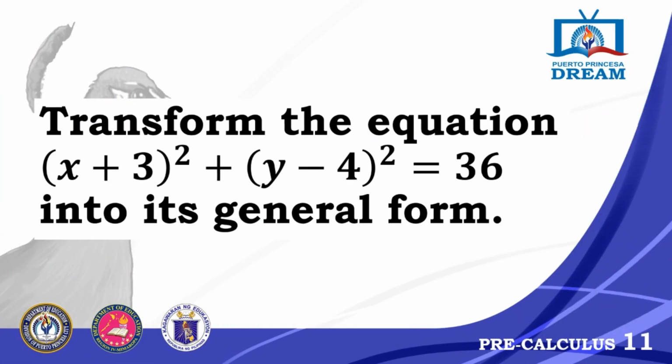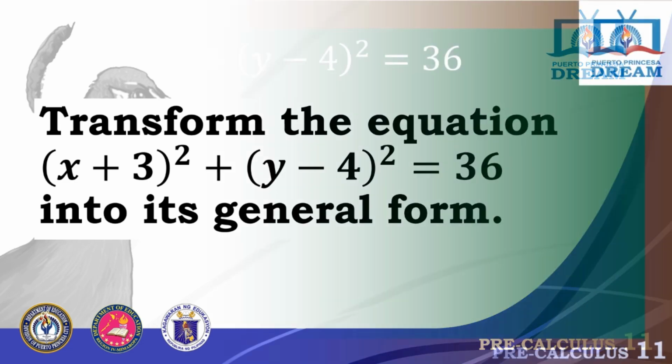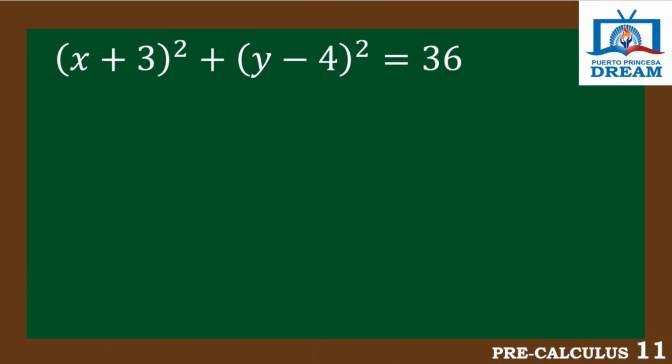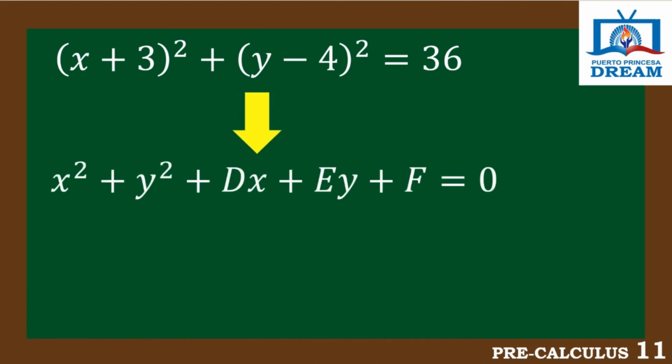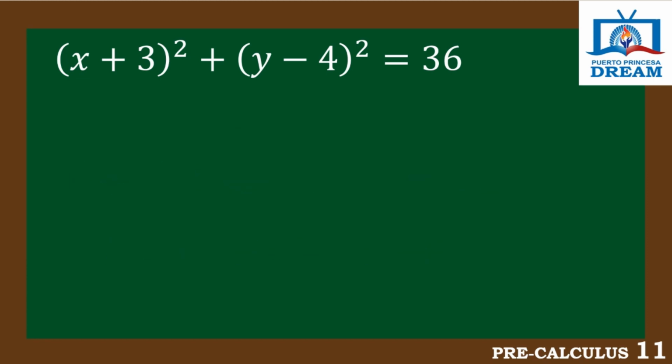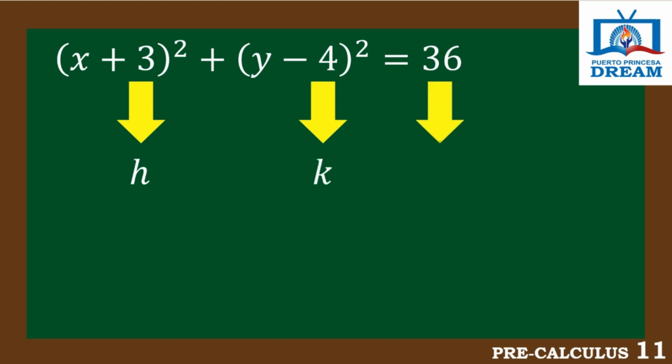Transform the equation, the quantity x plus 3 squared plus the quantity y minus 4 squared equals 36 into its general form. We can transform this equation into its general form by solving the coefficients d, e, and f. Since the standard form is called the center radius form, the values of variables h, k, and r squared can be taken from this equation.